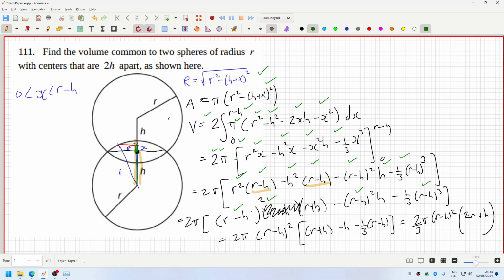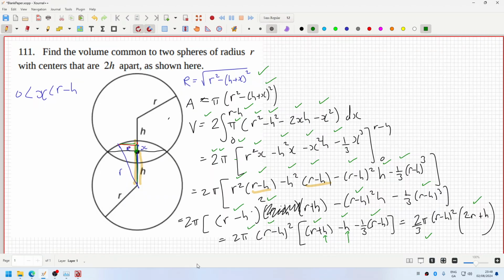That's fine. So you've got a square, 2 pi r minus h squared, leaving with r plus h minus h minus 1/3 r minus h. So that h and that h cancels. So it's r minus 1/3 r, which is 2/3 r, and then plus 1/3 h. So I can take the 3 out, and then it's 2 plus 1. So I'm doing something wrong. Let me see.